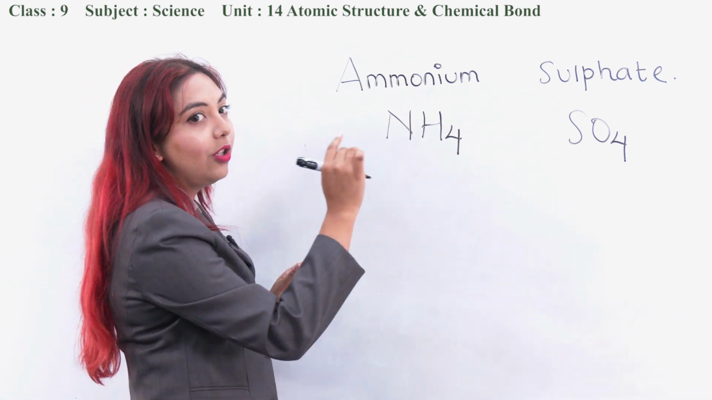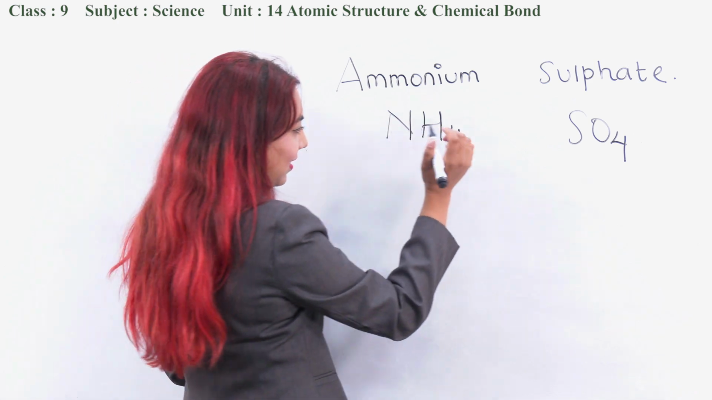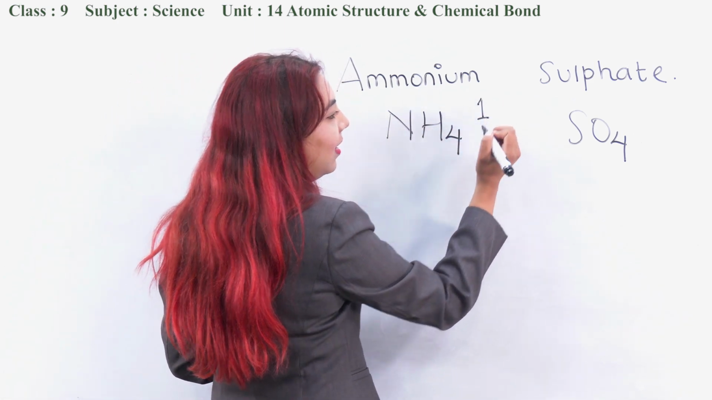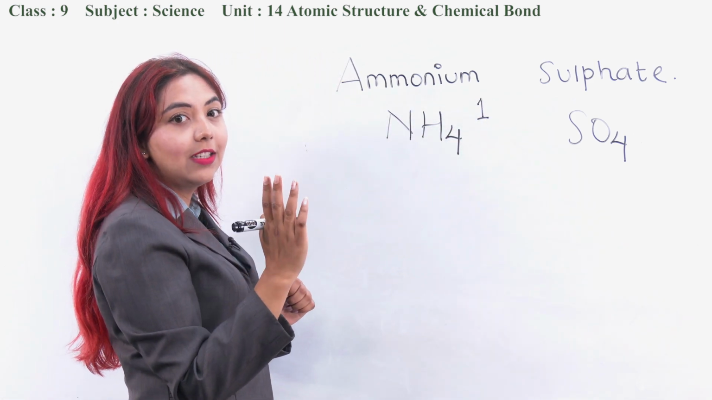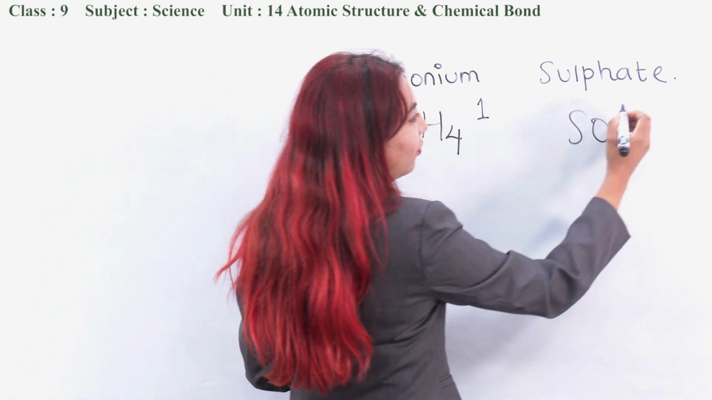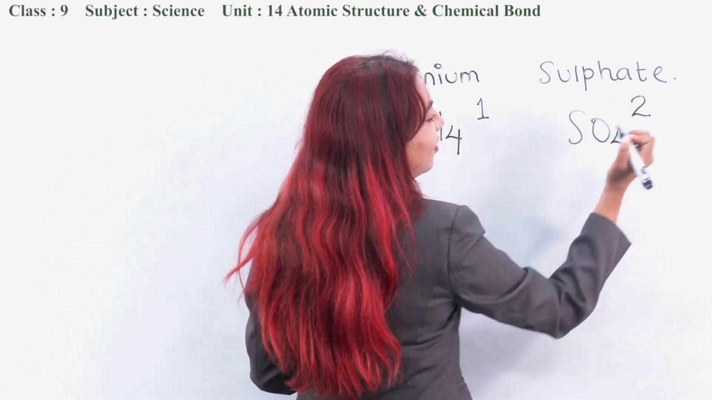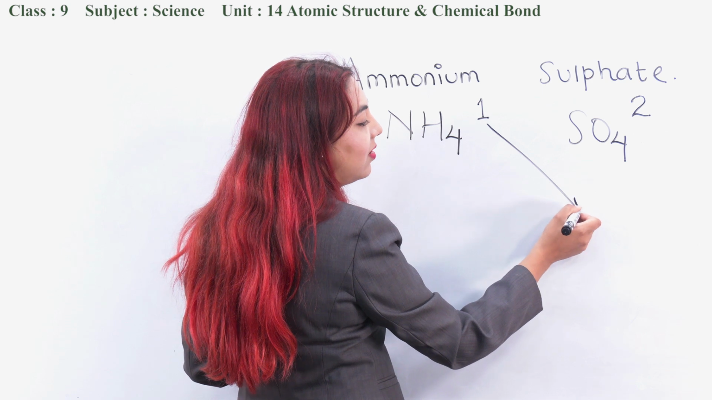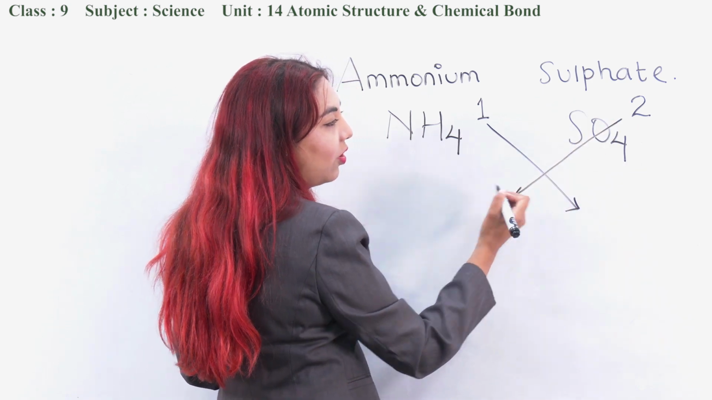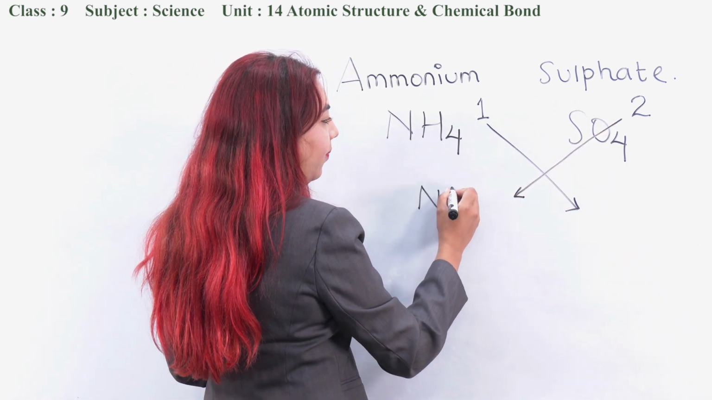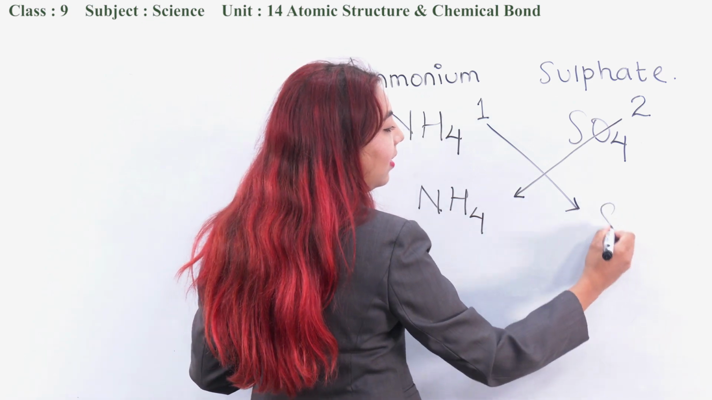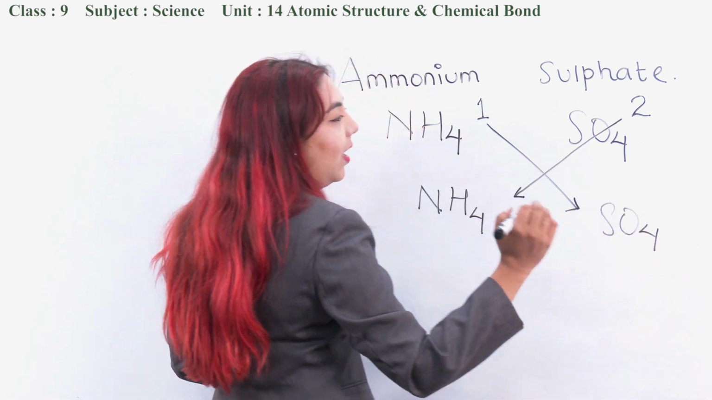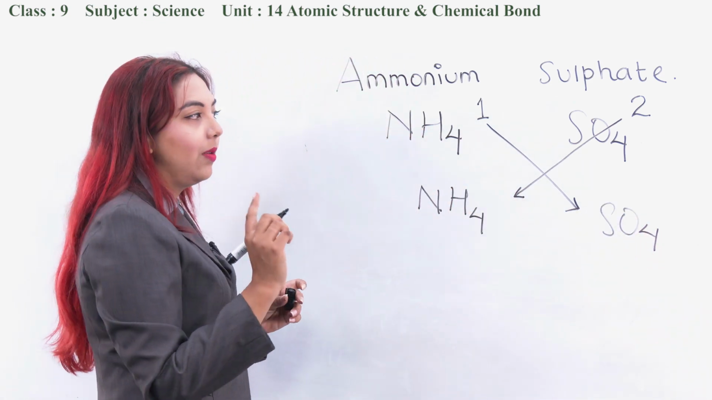Now the third step is you should write the valency. So the valency of ammonium is, yes, it's 1. And the valency of sulfate is 2. So the next step is we should now exchange the valency by crisscross method. So, NH4 and SO4.